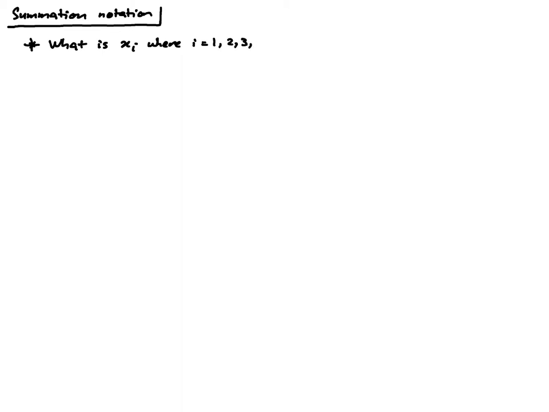Before diving into the various summary statistics, let's start by discussing the summation notation. First off, let's talk about the notation x sub i. So what is x sub i, where i is 1, 2, 3, all the way to n?